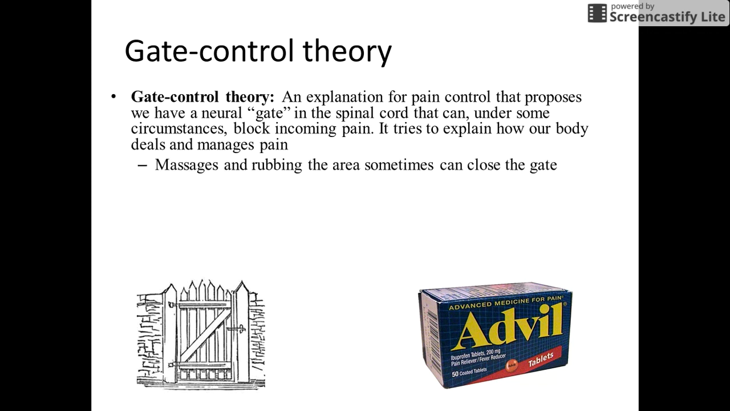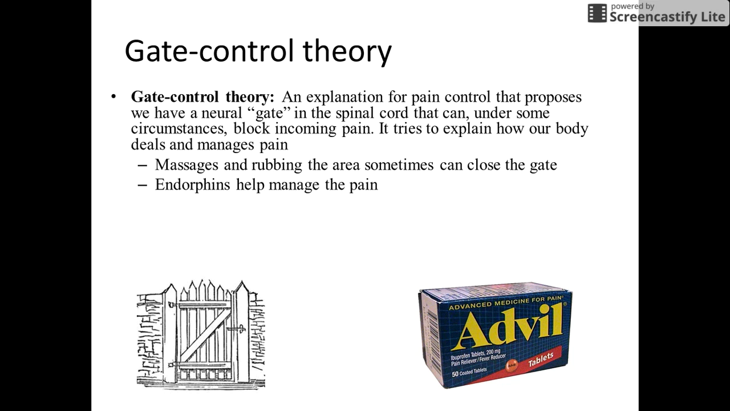The gate control theory is an explanation for pain control that proposes we actually have a gate in our spinal cord that under some circumstances helps block pain from going up to the brain. It tries to explain how our body actually deals with and manages pain. Rubbing certain areas in the body where you're processing pain can sometimes help close the gate, they believe.